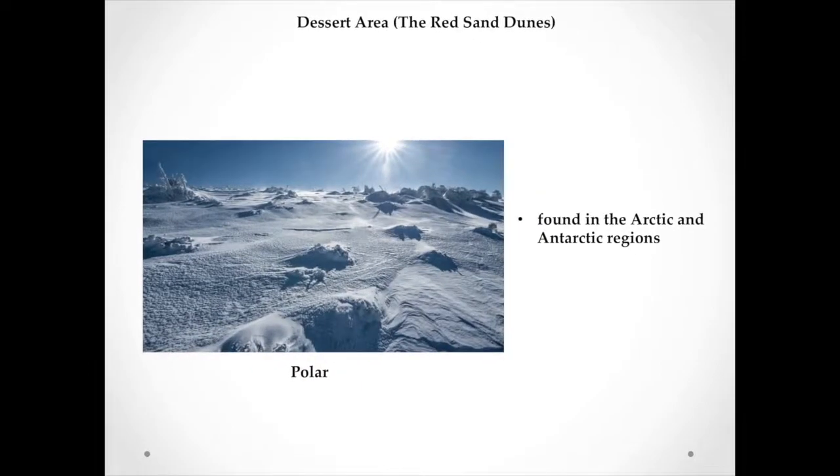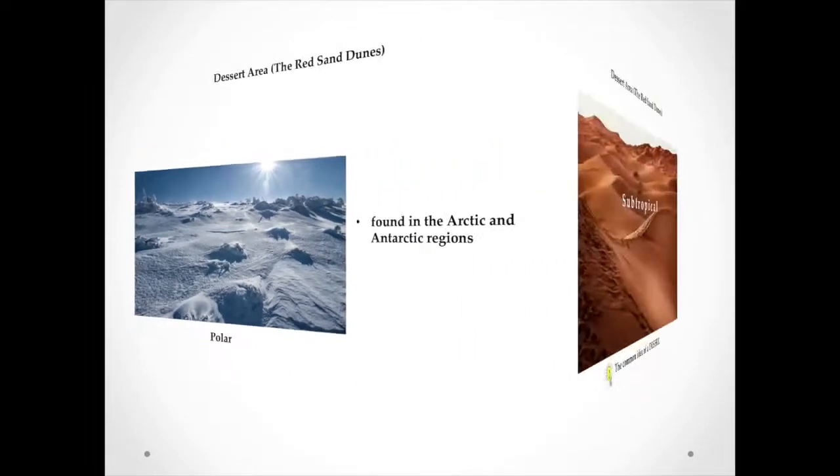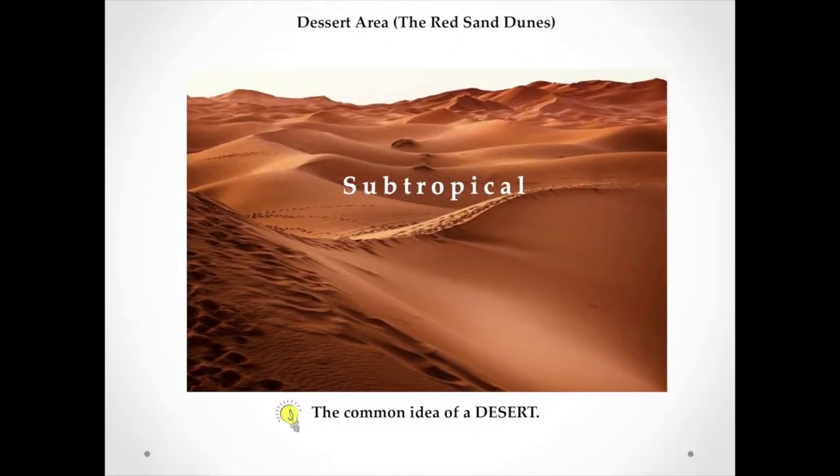Polar deserts are found in the Arctic and the Antarctic regions. And subtropical, this is commonly the people's idea of what a desert should look and feel like. And this is exactly what we have in the Red Sand. This type of desert is too hot for many plants and animals to handle. The impact is that the number of animals and plants is limited, as well as the size of their population.